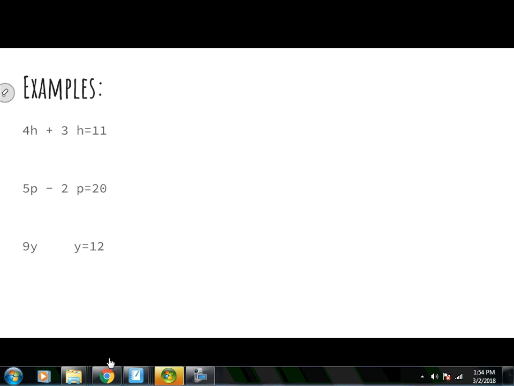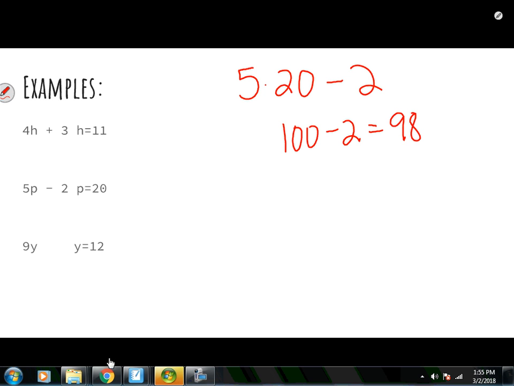5p minus 20 when p is equal to 20. Again, if you have a number and a letter up against each other, that means multiplication. So we're saying 5 times 20, or minus 2. So 5 times 20 is 100. 100 minus 2 is equal to 98.